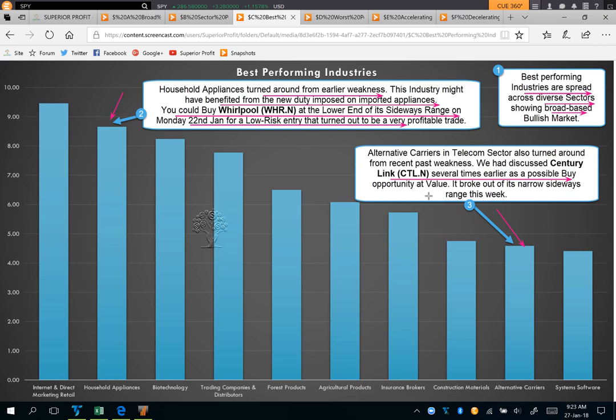Let's have a look at QH. Look at the industries, household appliances and alternative carriers, drill down to the stocks and finally look at their charts to see how you could buy these stocks at the right time with very low risk.